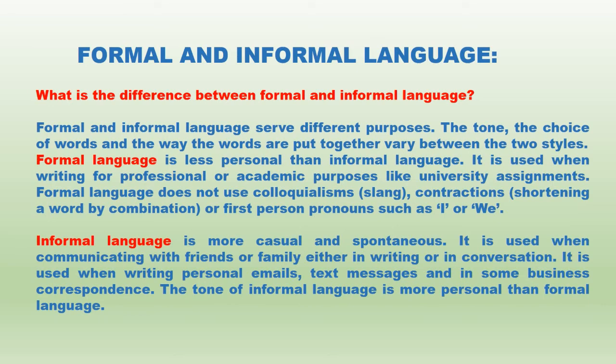In formal language, less personal and informal words are used. It's used when writing for professional or academic purposes, like university assignments and research papers. Formal language doesn't use slang or informal words. Also, it doesn't use contractions, like shortening a word by combination, or first person pronouns such as I or we.